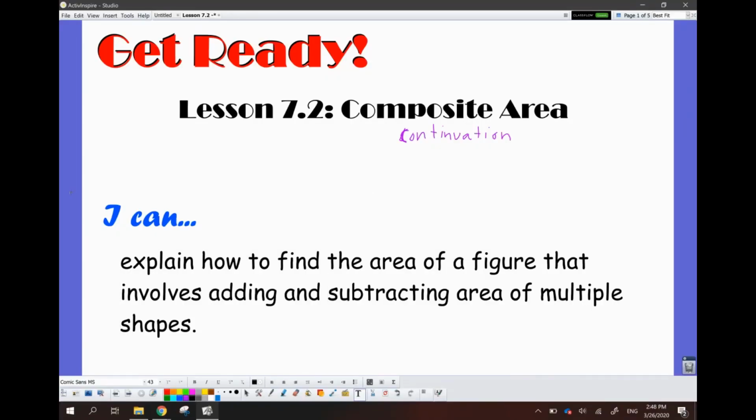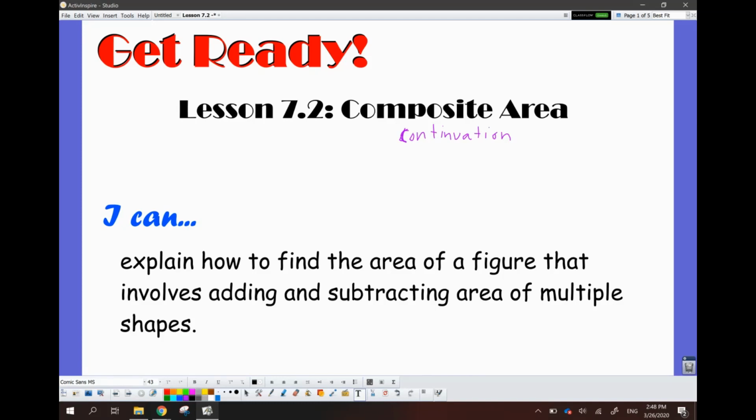All right, so here we go. Lesson 7.2, composite area. This is a continuation, it isn't anything brand new. Like I said, Miss Caddy already has a beautiful video out, but this is for more in-depth analysis on how to do composite area for those that are still having some trouble.